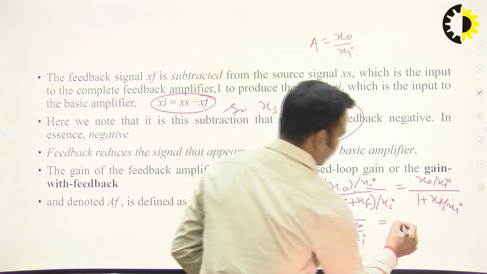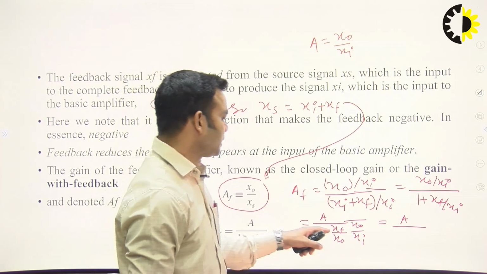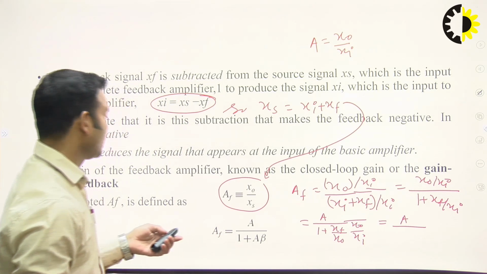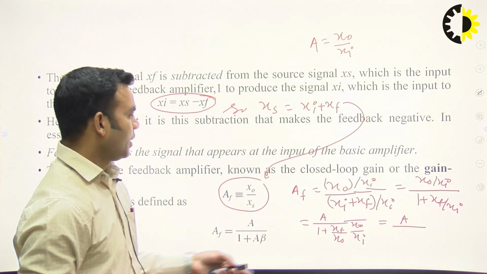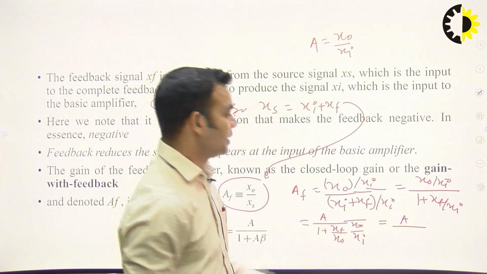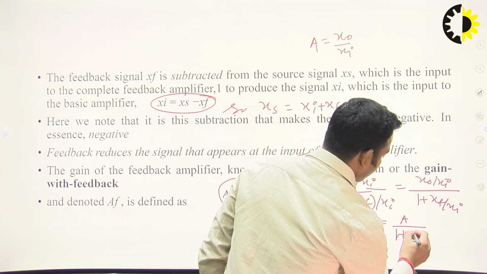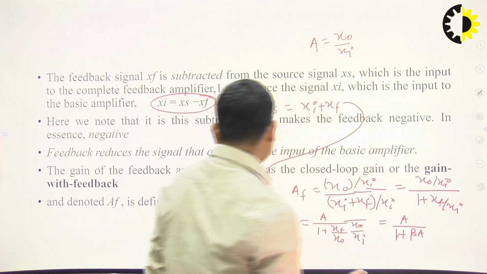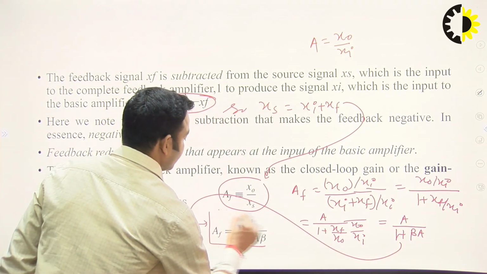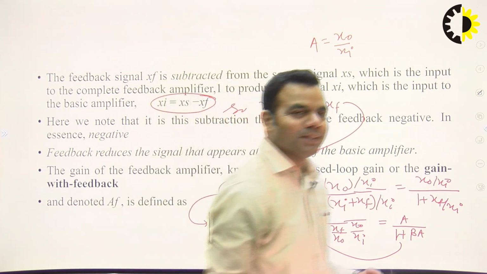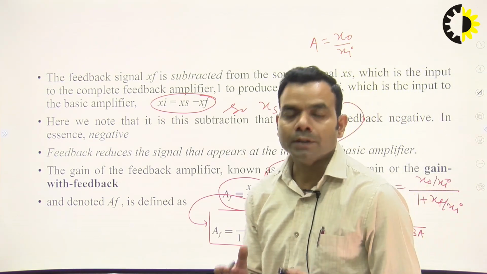So, I have rearranged this expression like this, and in this case xf upon x naught we have discussed earlier, xf upon x naught is beta and x naught upon xi is A. So, it will be A upon 1 plus beta A, or in the simplest form I can write it like this, that AF is equal to A upon 1 plus A beta. So, this is the overall gain of feedback amplifier.